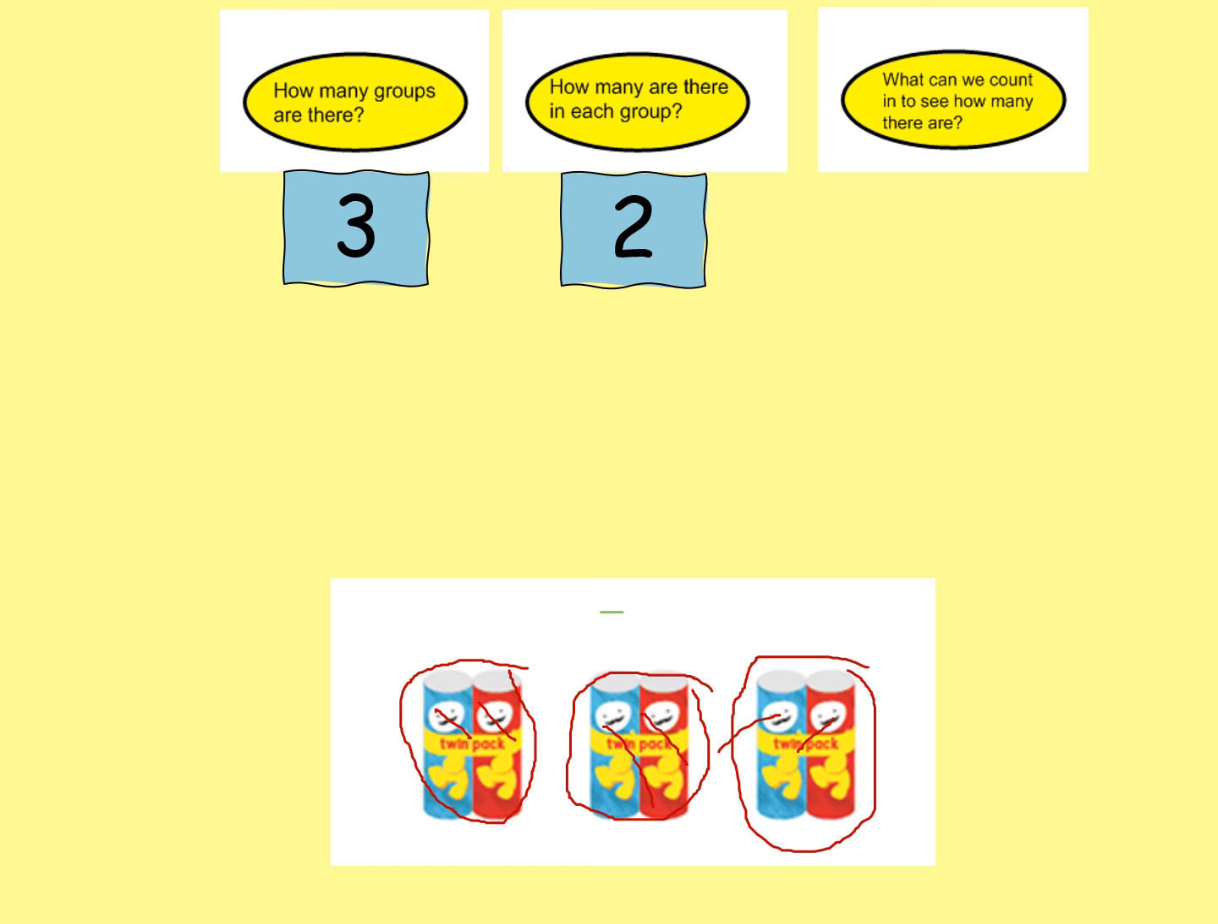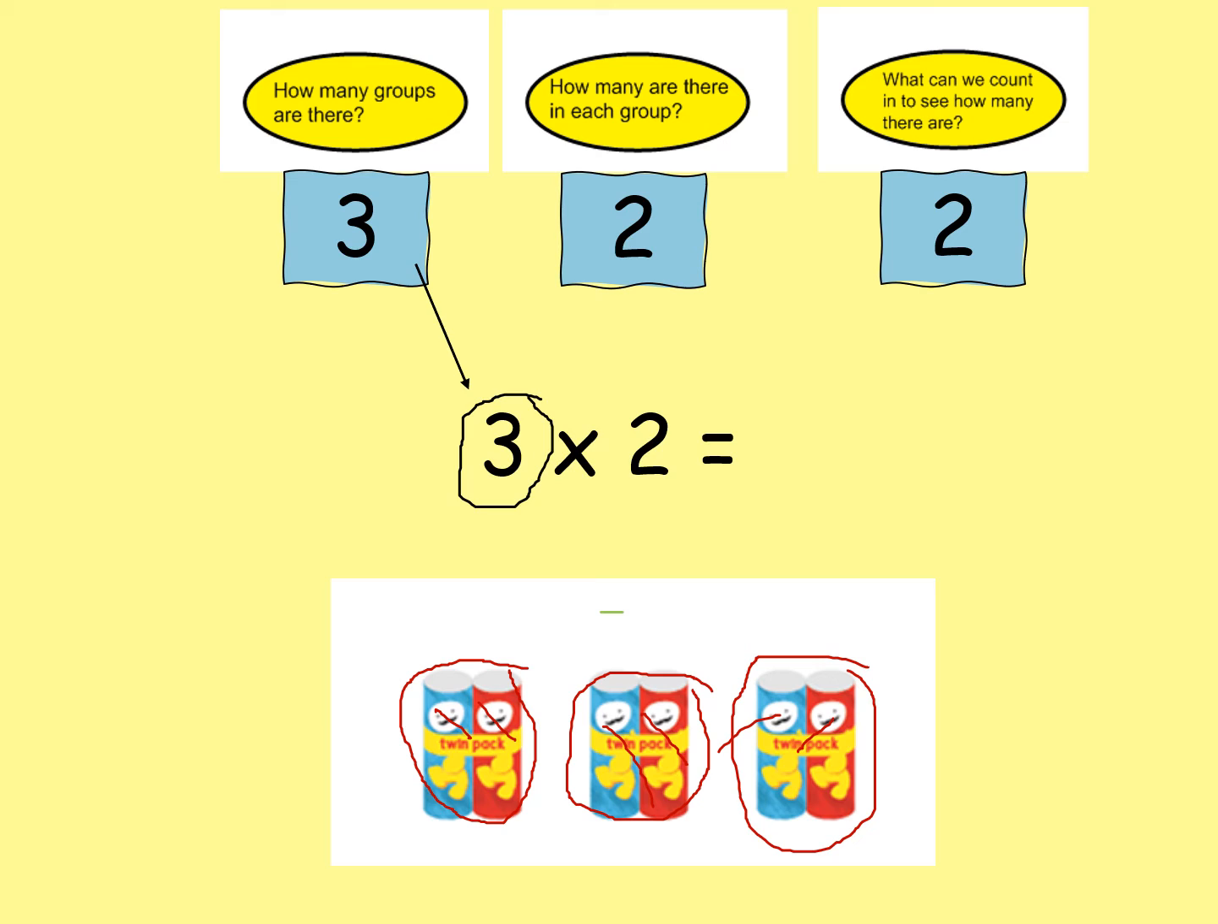Right, let's go through it together. Because there are 3 groups, we put the 3 here. Because this means there are 3 groups. There are 3 groups of crisps. Then we've got 3, and this means groups of, 3 groups of 2. Because there is 2 in each group.